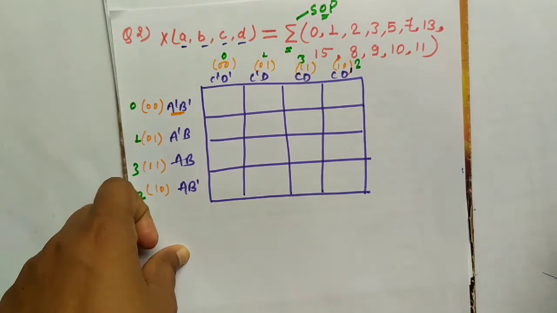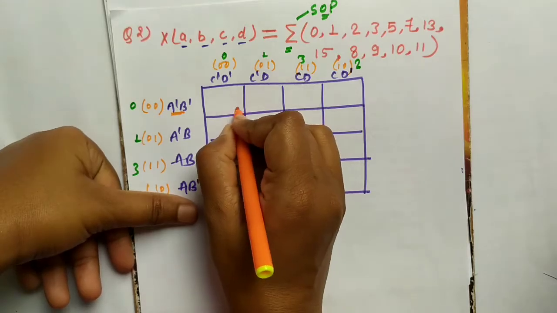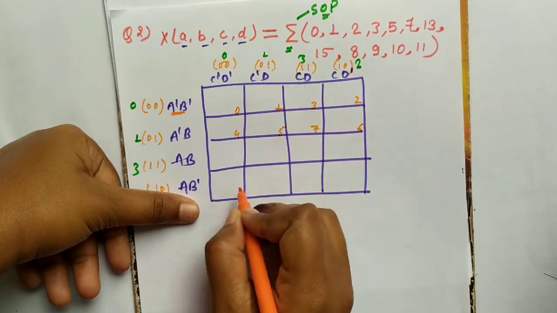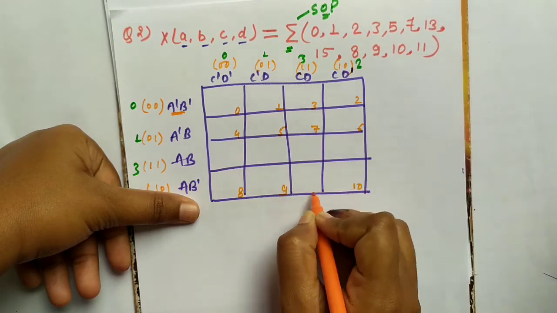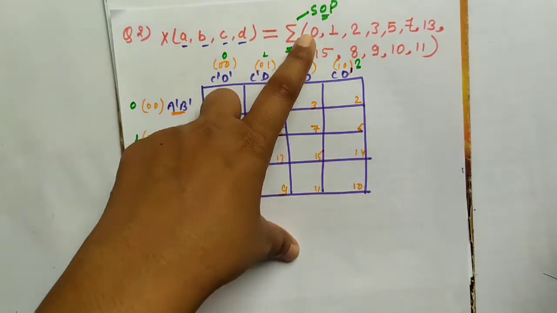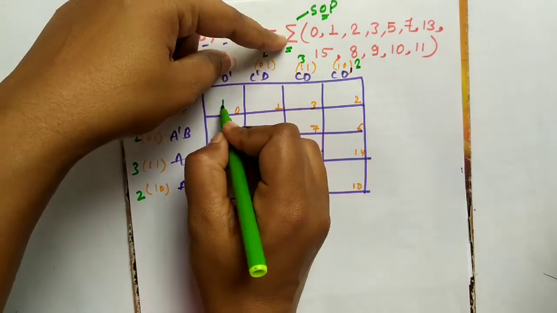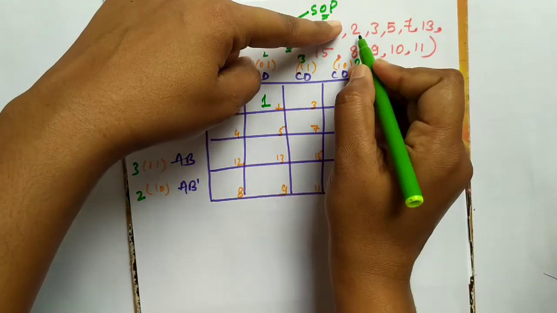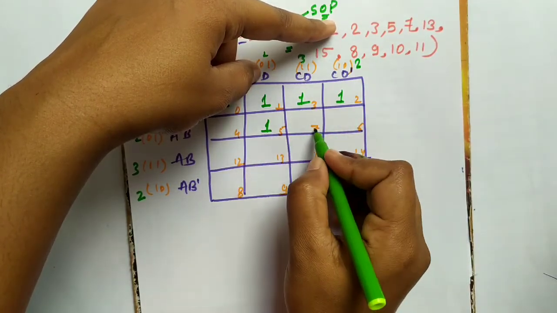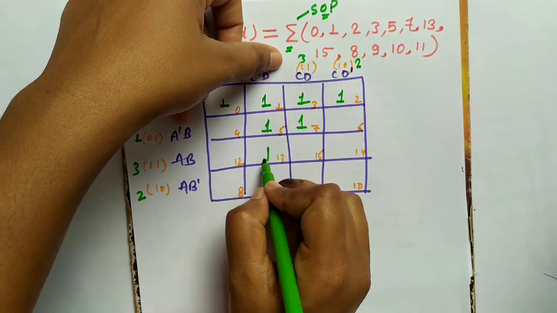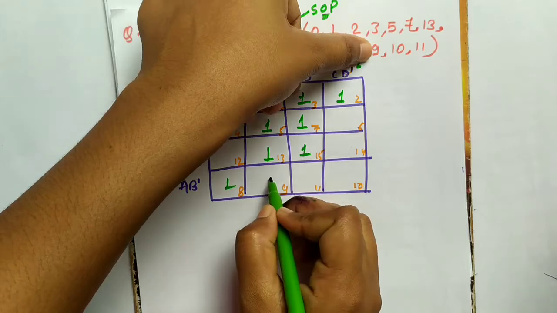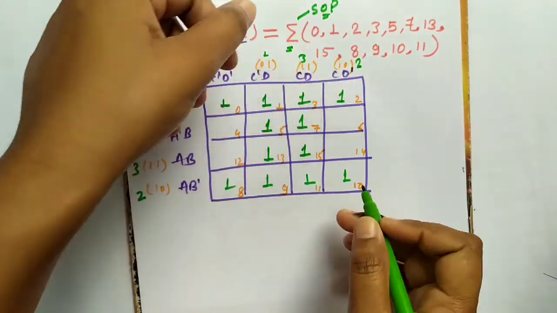So let's put in the values. These are 0 1 2 3 4 5 6 7 8 9 10 11 12 13 14 and 15. In the place of 0 we write 1. In the place of 1 we write 1. In the place of 2 we write 1, and 3 is 1. 5 is 1, 7 is 1, and 13 we also write 1. In the place of 15 we write 1. In the place of 8, 9, 10 or 11.